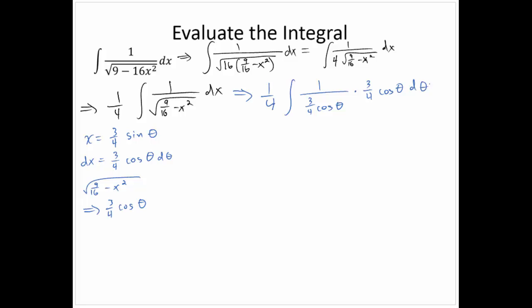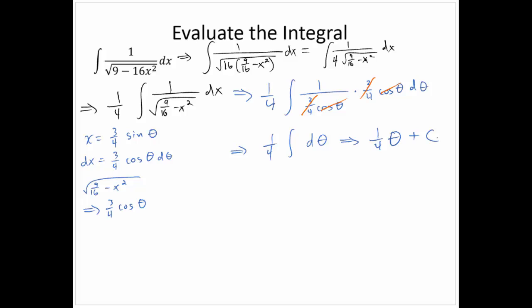And so now look at what I've got. What can I remove? I've got these 3/4, they go away. I've got this cosine theta, they go away. And so then this just becomes 1/4 the integral of d theta. And so then that's 1/4 theta plus a constant.